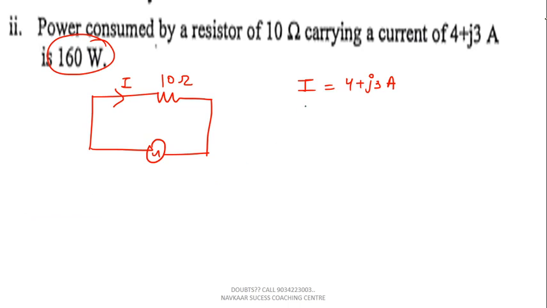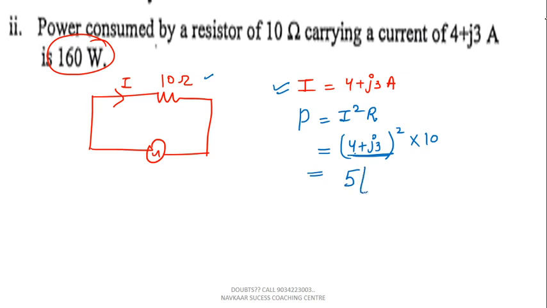How can we calculate power? Power formula, as you know, is I square R, because we have given I and R. So I is how much? (4 plus j3) square multiplied by R, which is 10 ohm, right? If we want to multiply, then we need to convert this rectangular form into polar form, because in polar form we can multiply and divide. So it would be 5 angle 36.86 again squared, multiplied by 10.